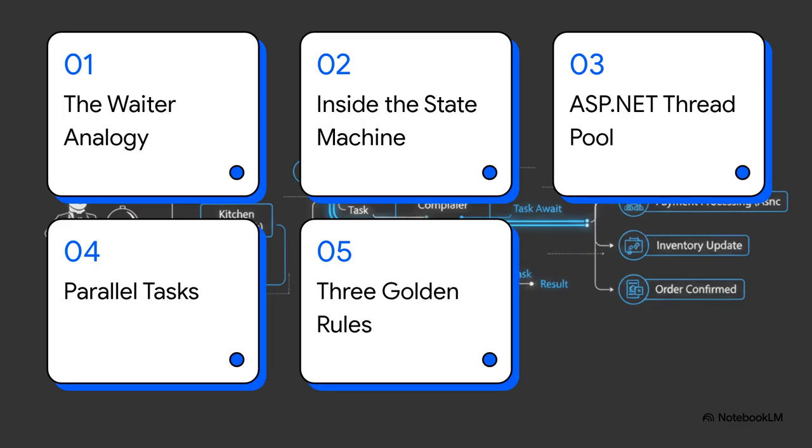Here's our roadmap for the day. First, the waiter analogy. Second, inside the state machine. Third, the ASP.NET Core thread pool. Fourth, parallel e-commerce tasks. And finally, we'll wrap up with 3 golden rules.